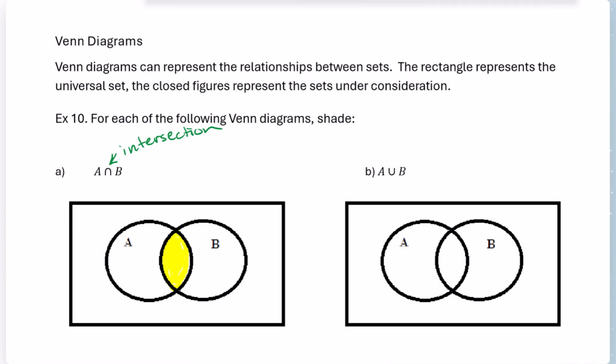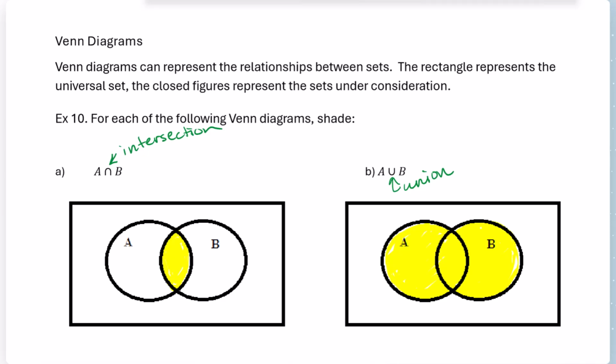On the next one, we want to do A union B. So union means we're looking for A or B. Anything in A or B makes it in. So because I'm unioning, that means I'm going to pick up all of A, and I'm going to come back and shade that, but I'm unioning it with all of B. And therefore, the union ends up being the overlap, what they both all have.